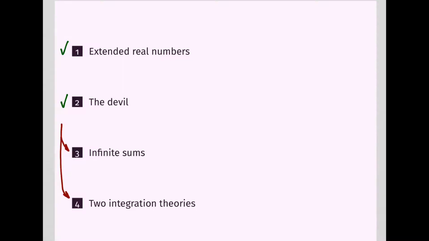In the first part of this video lecture, we have already introduced the extended real numbers, how to do operations with those elements and properties that these operations have. We discussed what is the devil in this theory, which is plus infinity minus infinity. And now we're going to talk about infinite sums and discuss the two overlapping measure and integration theories that are studied.